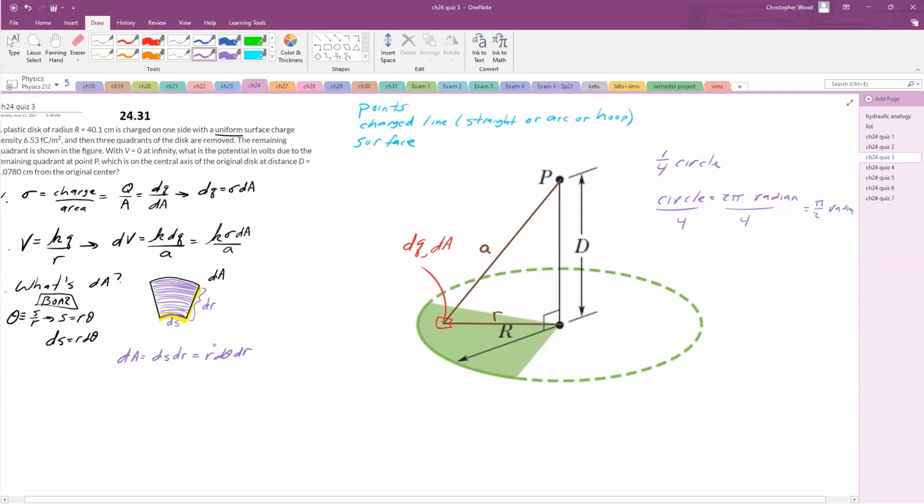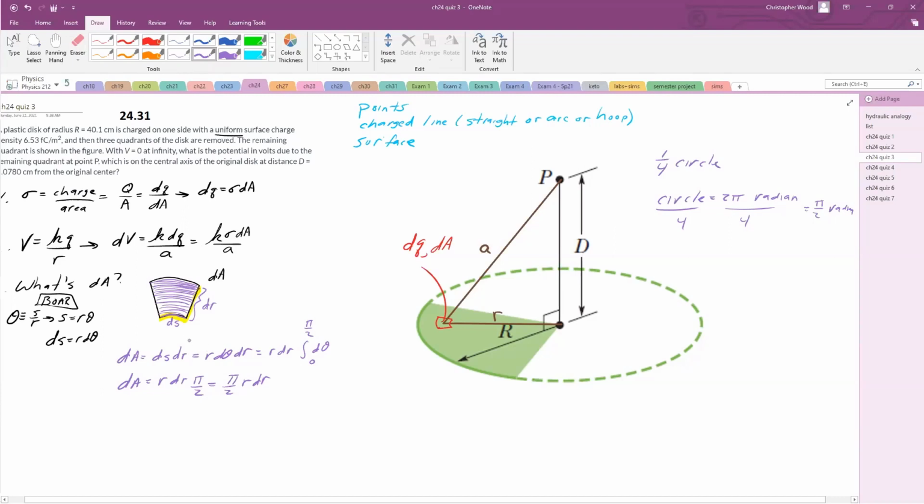Pi over 2 radians. So in terms of my surface element here, I'm going to say dA equals r dr times pi over 2. Or maybe I'll just write it pi over 2 r dr. And technically you could say, well, I'm going to do it like this. It's r dr times the integral of d theta from 0 to pi over 2. This is being a little more formal, but that's it. All right, so now I'm ready.